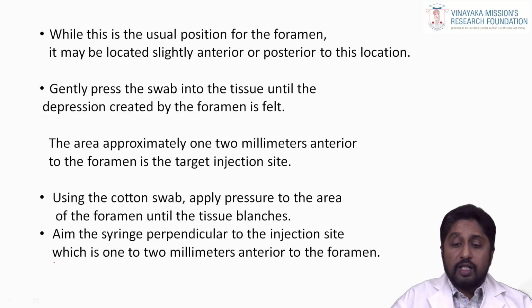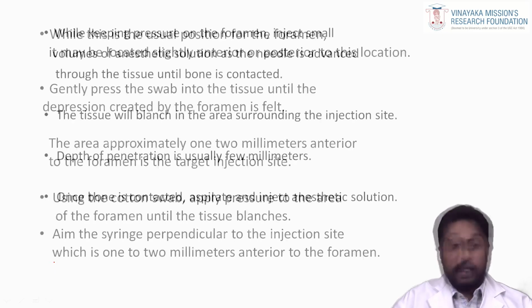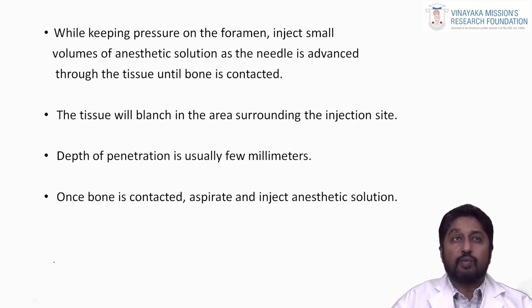Using a cotton swab, apply pressure over the area of the foramen until the tissue blanches. I told you what tissue blanching is. Aim the syringe perpendicular to the injection site, which is 1 or 2 millimeters anterior to the foramen. While keeping the pressure on the foramen, inject a small volume of anesthetic solution and advance the needle through the tissue until bone is contacted. Until the bone is contacted, you just give.